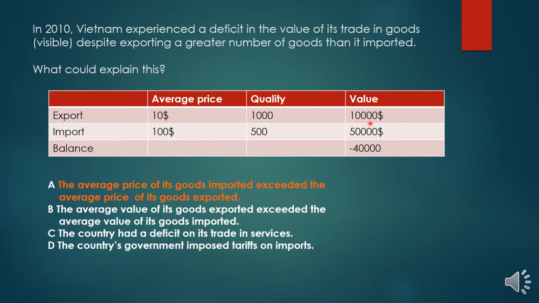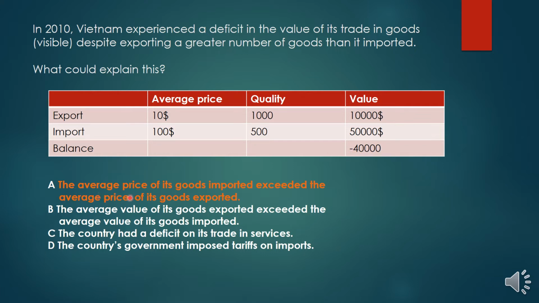Then when you check the value, what is it? Price into quantity. So we can check that the value of export is $10,000 and the value of import is how much? $50,000. So the balance of payment is in deficit. The first statement says Vietnam has experienced a deficit. Yes, of course, Vietnam has experienced the trading goods deficit. Clear? So in this question we can say that option A is the right answer.